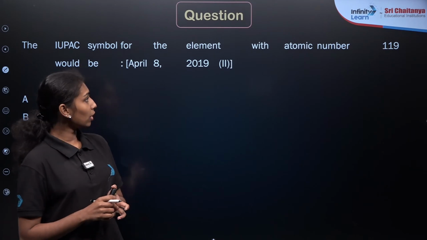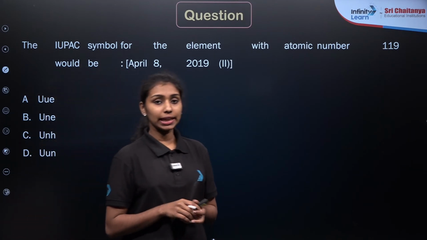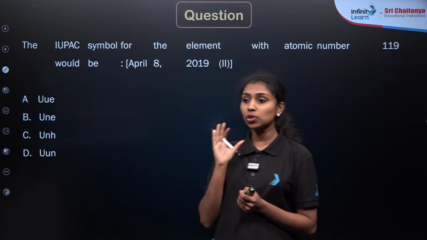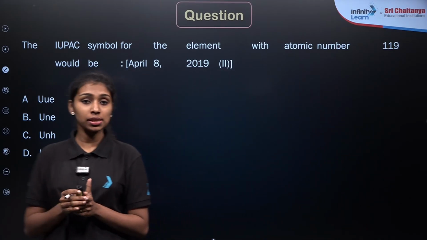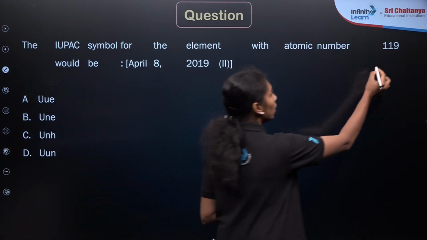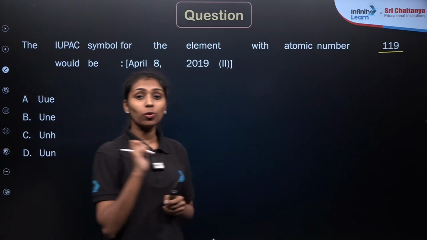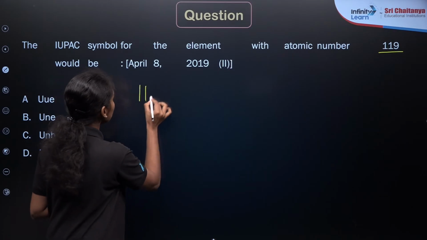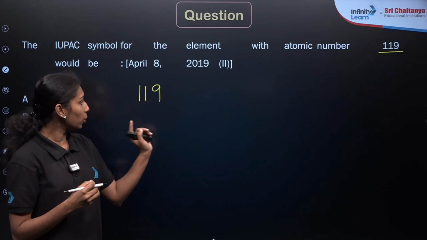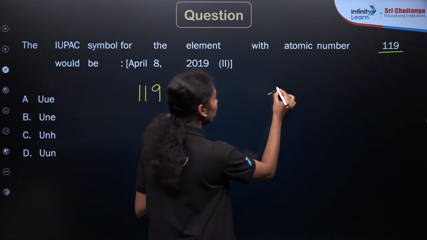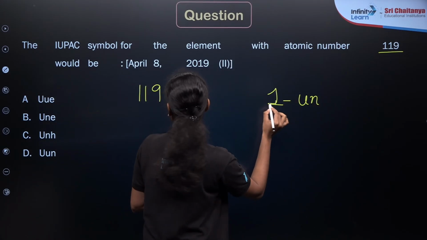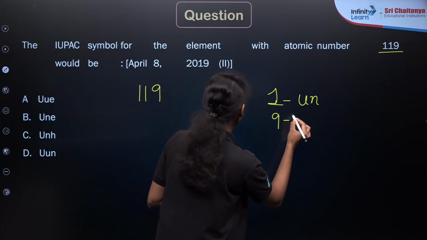So in the classification of elements, we have seen the nomenclature of the elements, right? If you have an element with atomic number greater than 100, there are some rules to find out the name of this element, right? So here the atomic number is given as 119. So these are three digits. Corresponding to each digit, there is a word root, right? If I take digit 1, it corresponds to the word root un, right? Then in the case of 9, it will be enn, right?